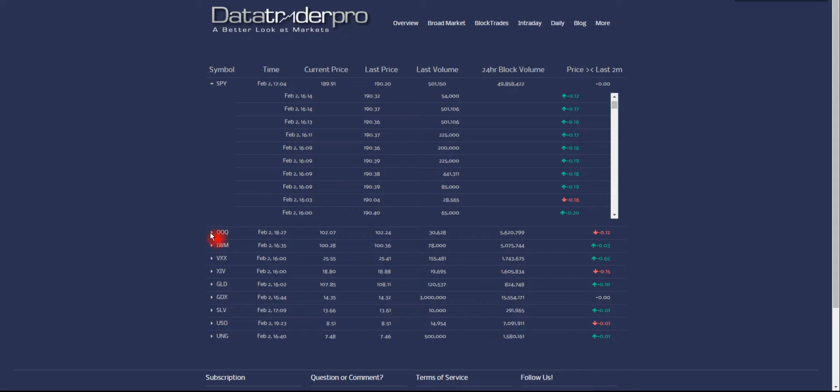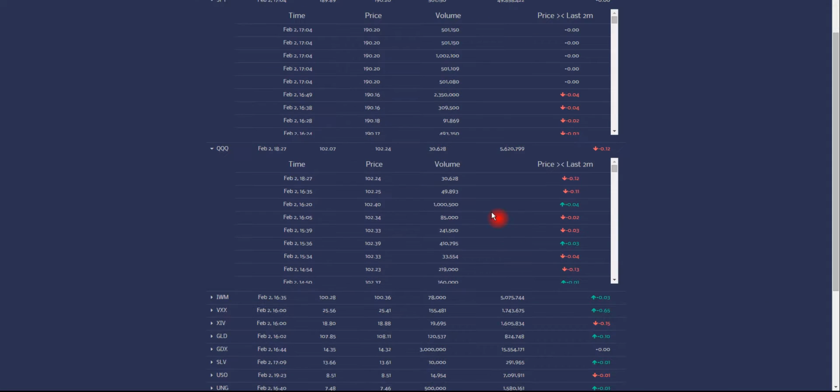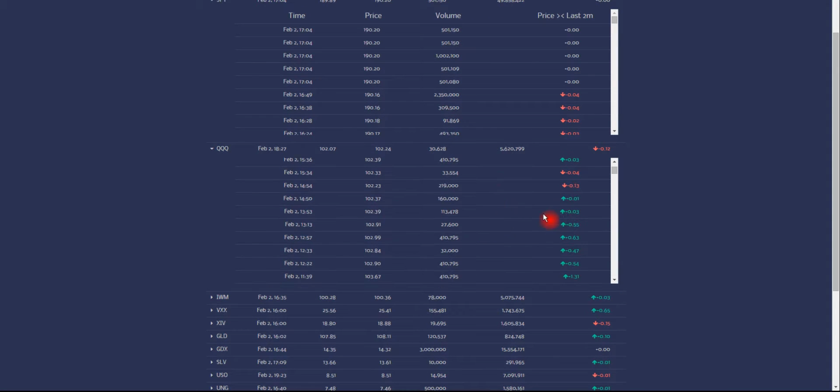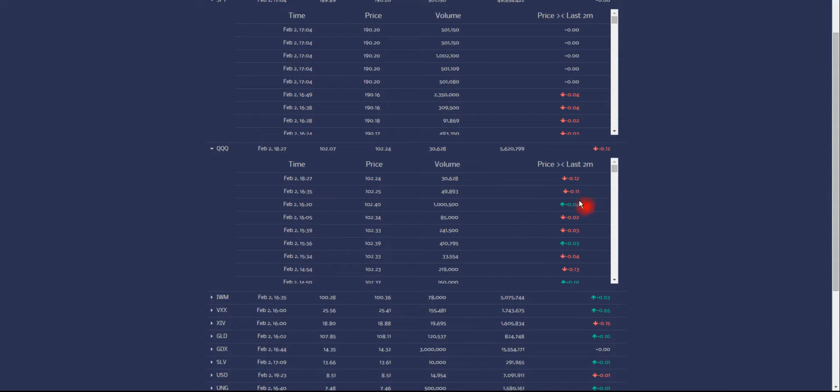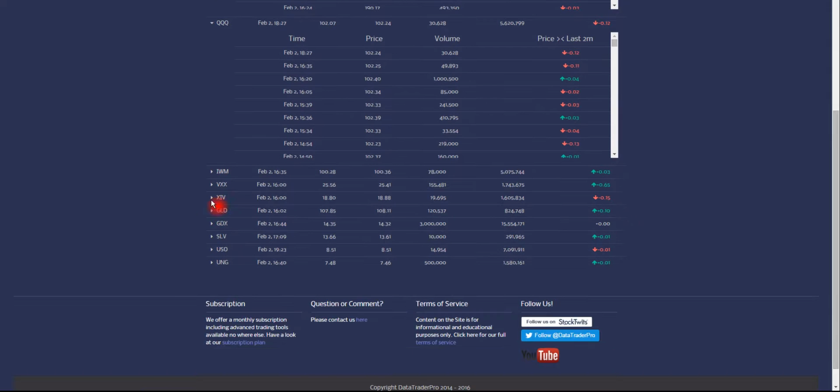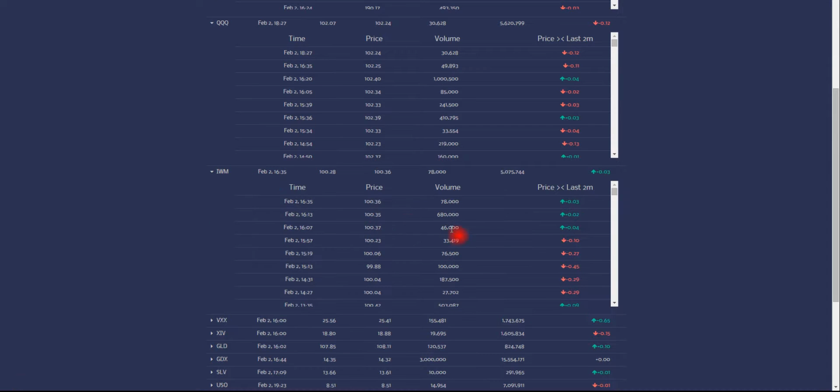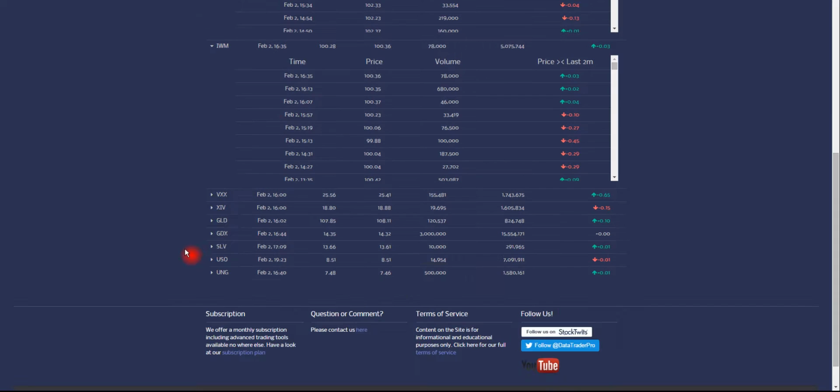So QQQ, we mentioned those levels before. 102.40s roughly is going to be key to hold. IWM, the big options player on the 100 calls. So we're going to look at from 99.88 up to this 1.37 level. If we can get above that, then I think we're looking up a couple of dollars.